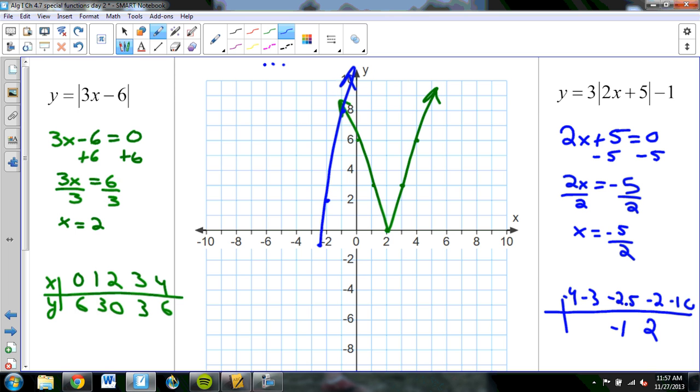Bella, can you do the other half? Let's plug in negative 3. Negative 3 times 2 is negative 6, plus 5 is negative 1. What's the absolute value of negative 1? What's 1 times 3? What's 3 minus 1? 2. So the point is (negative 3, 2).